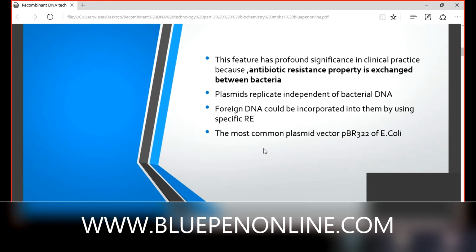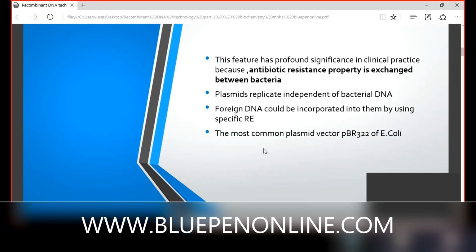The most commonly used restriction endonuclease is EcoR1. Like that, one plasmid vector is there. The most commonly used plasmid vector is known as pBR322. Just memorize that name by heart, and forget about all other vectors.